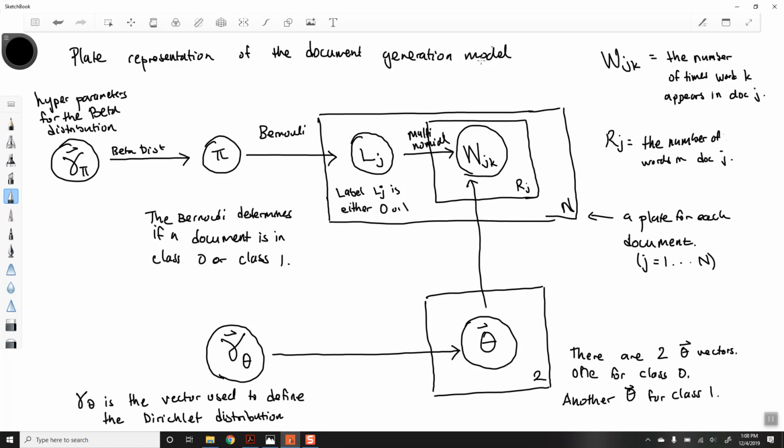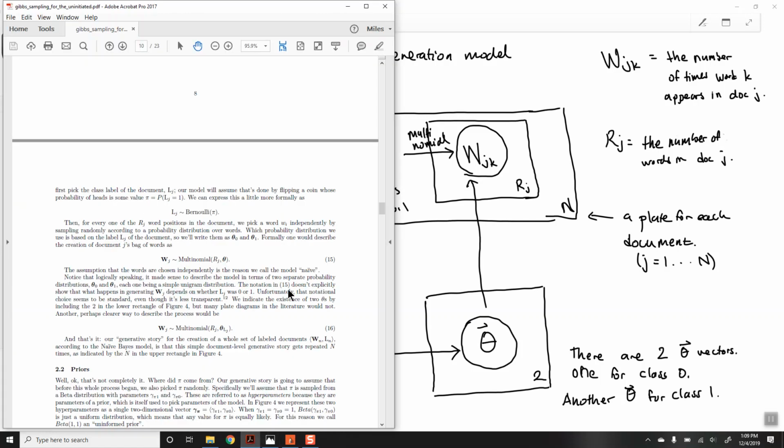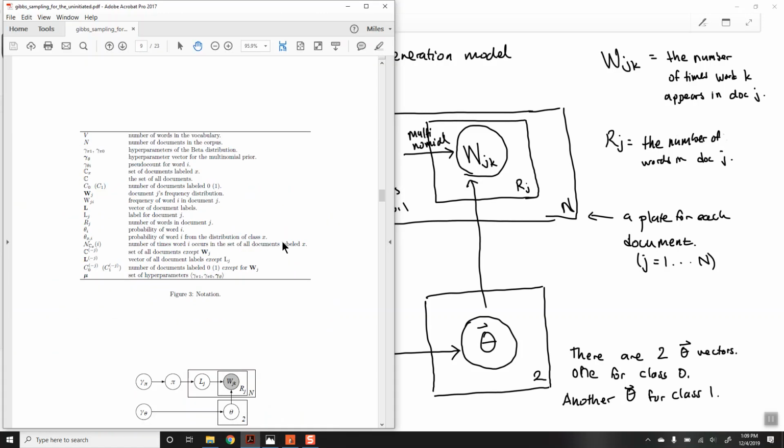The plates represent each document. There are n documents. Each one has its own label, and then within that document there are r sub j words, and which word appears is determined by the multinomial distribution. Is that okay as far as this diagram representing the generation of documents? This is drawn straight from this page in the handout.